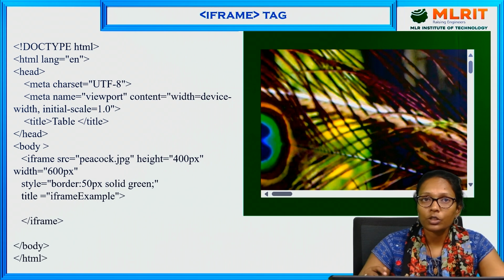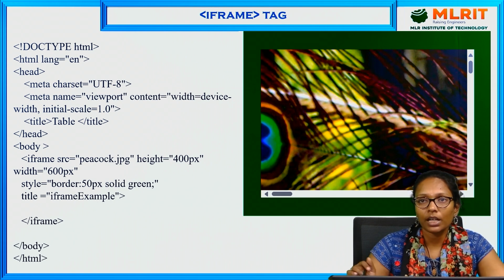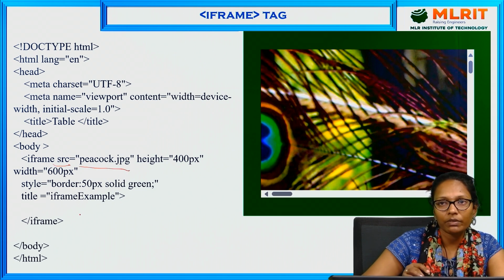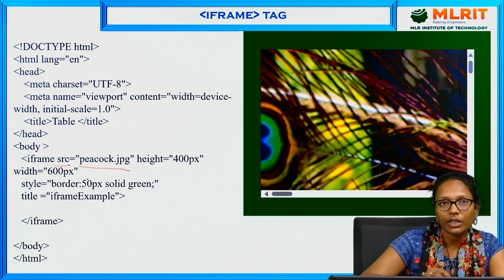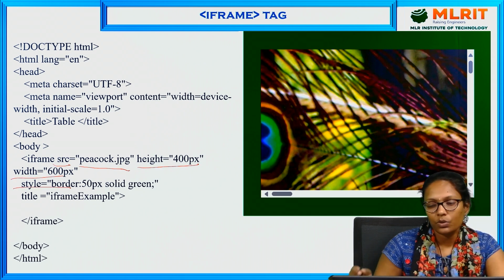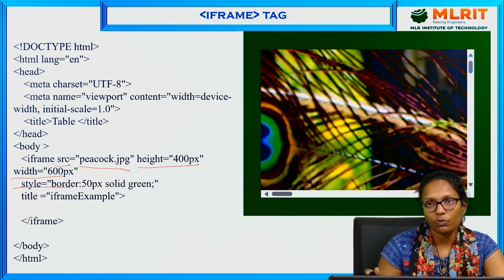And next, you can also mention an image within that frame. So here inside source, I'm giving the JPG file. Previously for video, we gave the MP4 file, but here I'm giving the JPG or JPEG file, peacock.jpg. I'm providing some height and width and also the style. So within that frame, the peacock image will be displayed here.